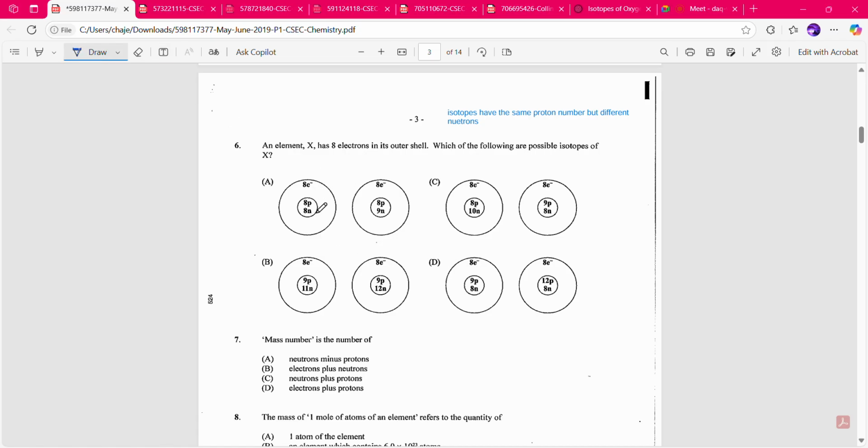So in this case, note that we have the same number of protons for A, and the same number of electrons. Yes, so we're confirming that they're the same atoms. However, the neutron numbers are different. So far I'm going to go with A.